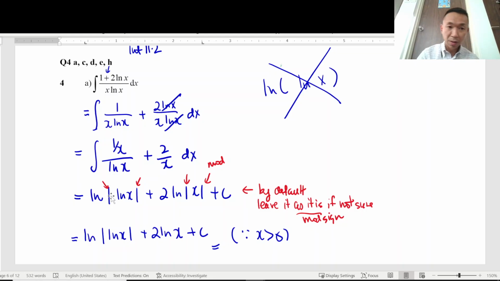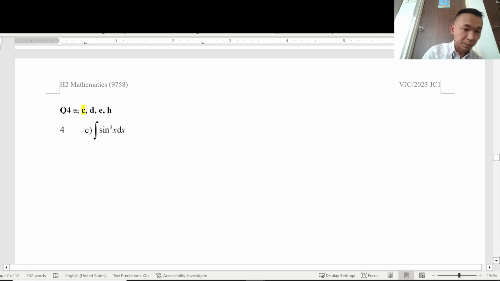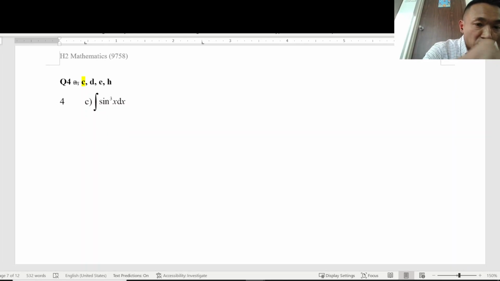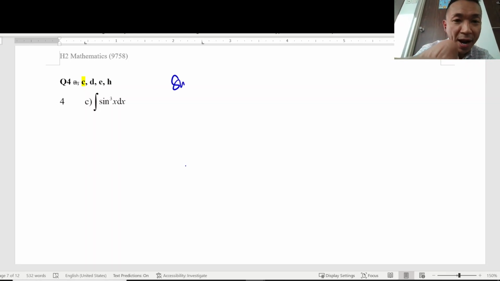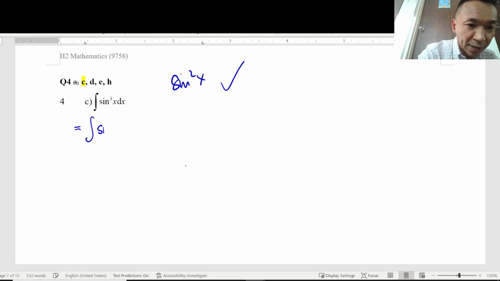Okay, I'll move on. 4B. Sorry, 4C. Now, 4C is special in that if it's sine square, then okay, you know how to do it. But sine cube, is there any identity, anything that can help me? Unfortunately, not really. So I can understand why it's difficult for you, but let us try. Desperate now. Let's do this.